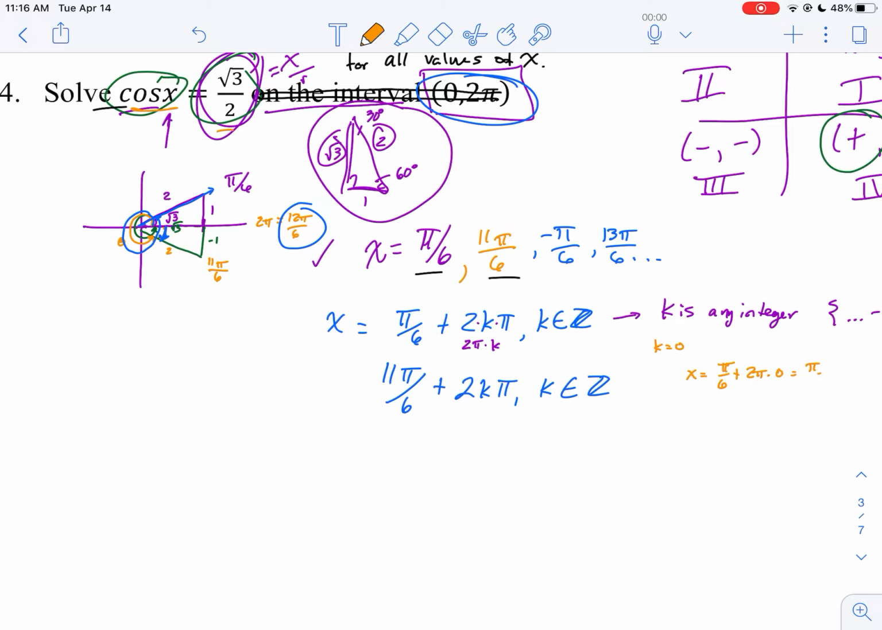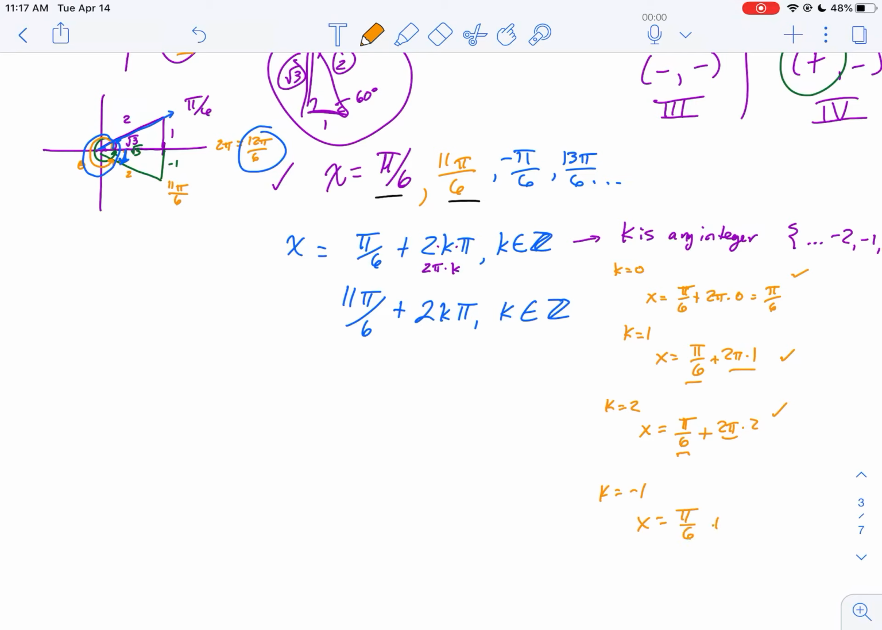But what if k equals 1? Then x equals pi over 6 plus 2 pi times 1, which is pi over 6 plus go around the circle once. Check, that works. What if k equals 2? Hopefully you're seeing this. Pi over 6 plus 2 pi times 2. That's just the answer plus going around the circle twice. And that's a solution. And so no matter what k is, this will give me another solution.